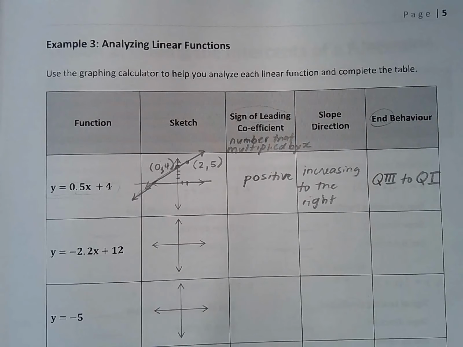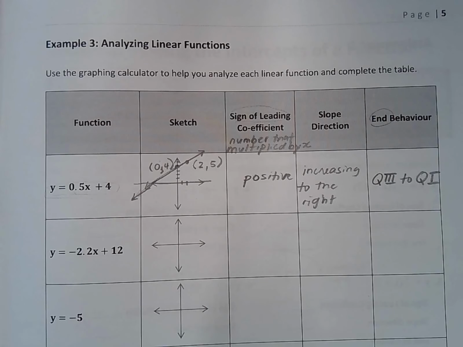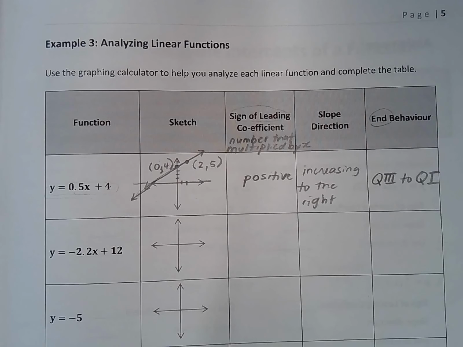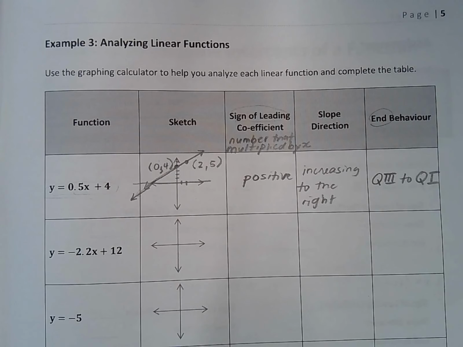Now some people say quadrant 1 to 3. Somebody asked me that. Is it okay if I go quadrant 1 to 3? That's okay too, but what we wanted to do is read it from left to right. It's also going to be quadrant 1 and 3, but if we want a better way, we read it from left to right.